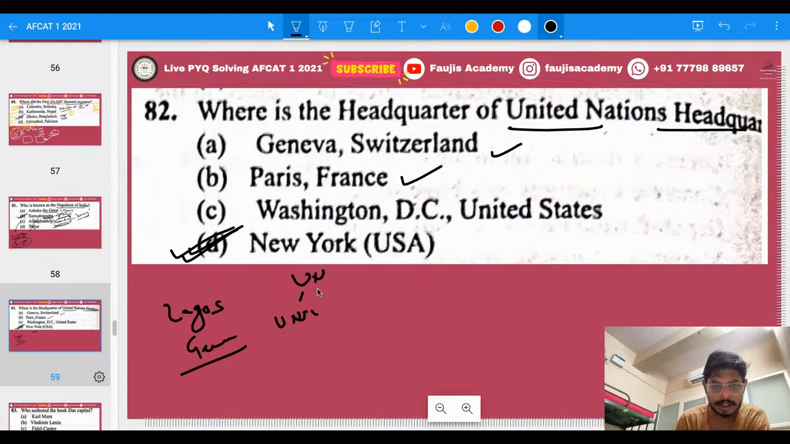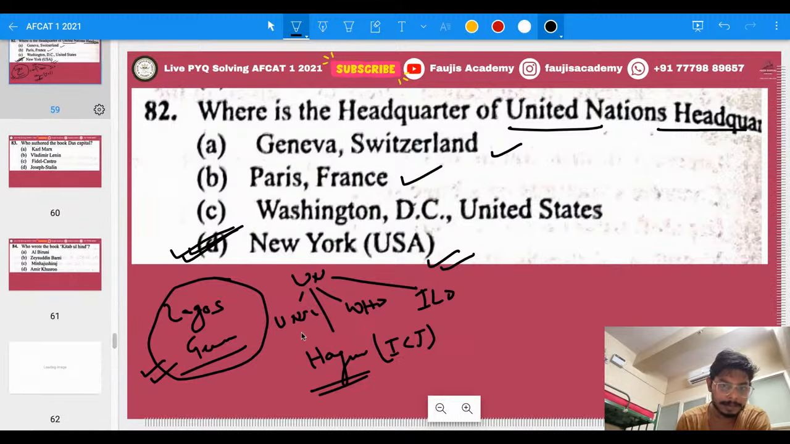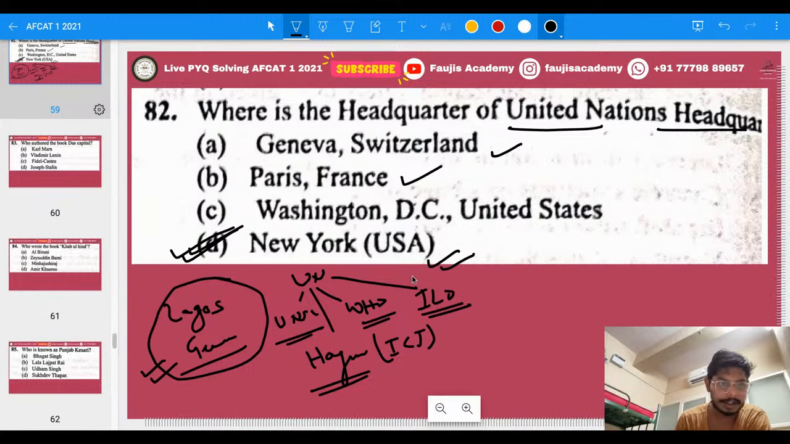Security Council, UNSC, the World Health Organization, the ILO, and in the Hague we have the United Nations International Court of Justice, ICJ. The main one is located in the USA, a couple of satellites are located in Lagos and Geneva, and more specialized versions are located in their particular cities. Right.